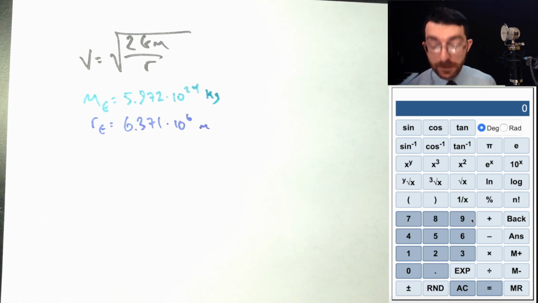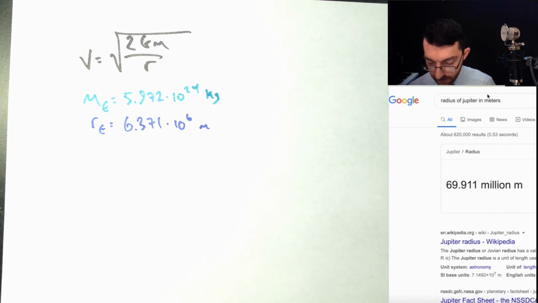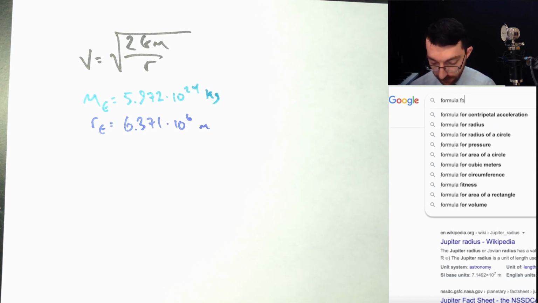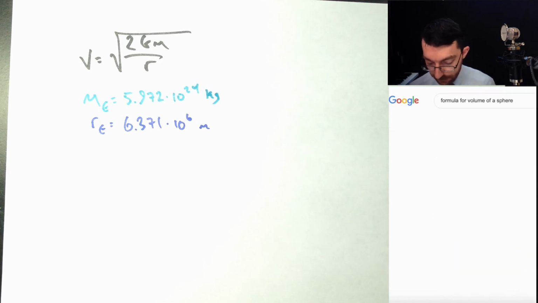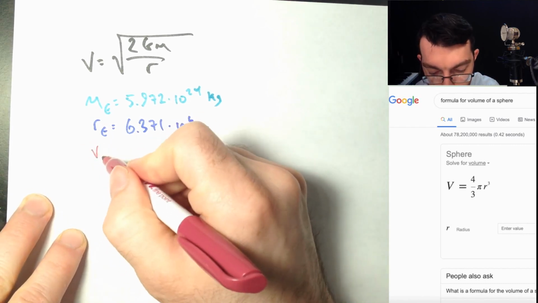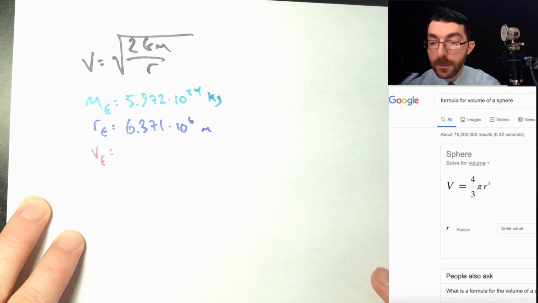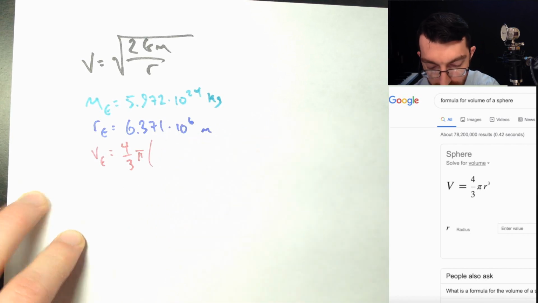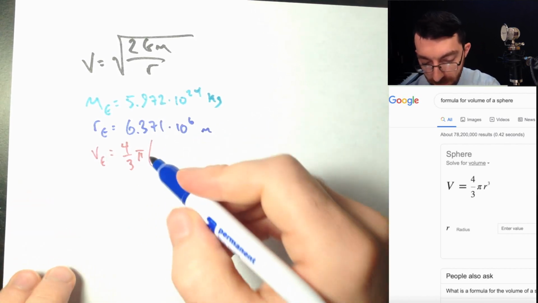Okay, so what's the density of the Earth? Well, in order to find the density of the Earth, we would need to know its volume. And just in case you forgot, because I did, the formula for volume of a sphere. Right, 4/3 pi r cubed. How could I be so daft? All right, so that means that the volume of the Earth is going to be 4/3 pi times this radius cubed.